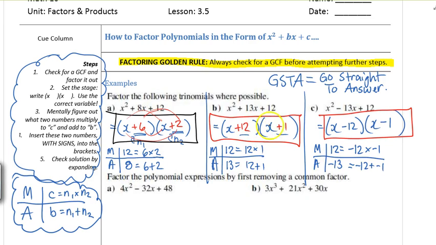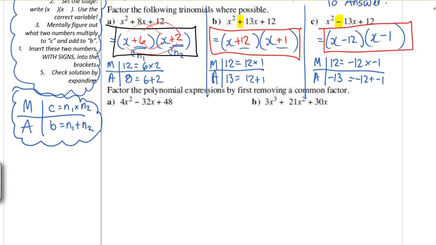Okay, hopefully you got what I did. The B and C were pretty much the same question. The only difference was that the middle term here was positive and the middle term here was negative. So you really have to watch your signs. Always do a FOIL before you move to the next question.